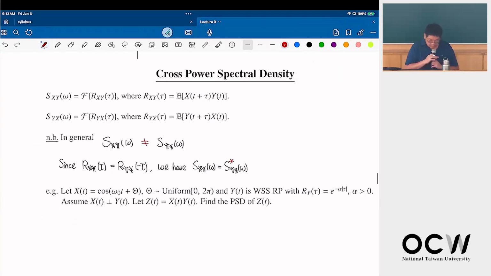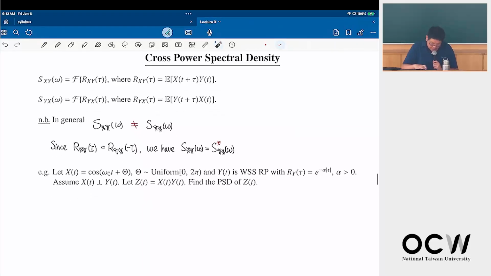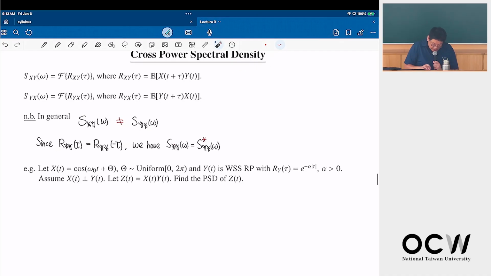Let's see an example. X is a random process, and theta is uniformly distributed from 0 to 2 pi. And y is a wide-sense stationary random process with its own autocorrelation. We assume that x and y are independent, and another random process z equals the product of x and y. Then we want to find the power spectrum. You can prove that actually x is also wide-sense stationary.